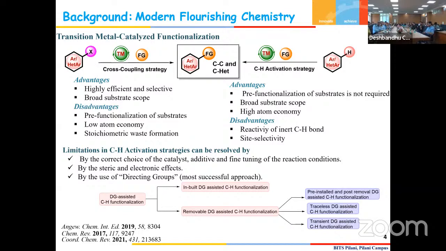But of course, the CH activation concept over the last 20 years has produced very remarkable strategies towards synthesizing complex heterocyclic scaffolds. More specifically, this concept is more important and more impactful when another concept has been joined with it, and that concept is the impact of a directing group.